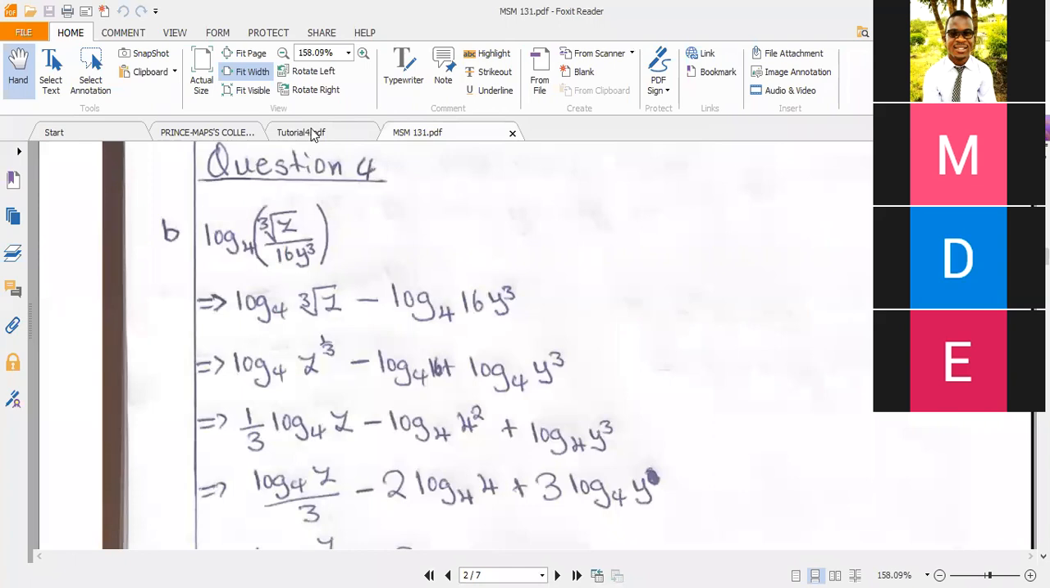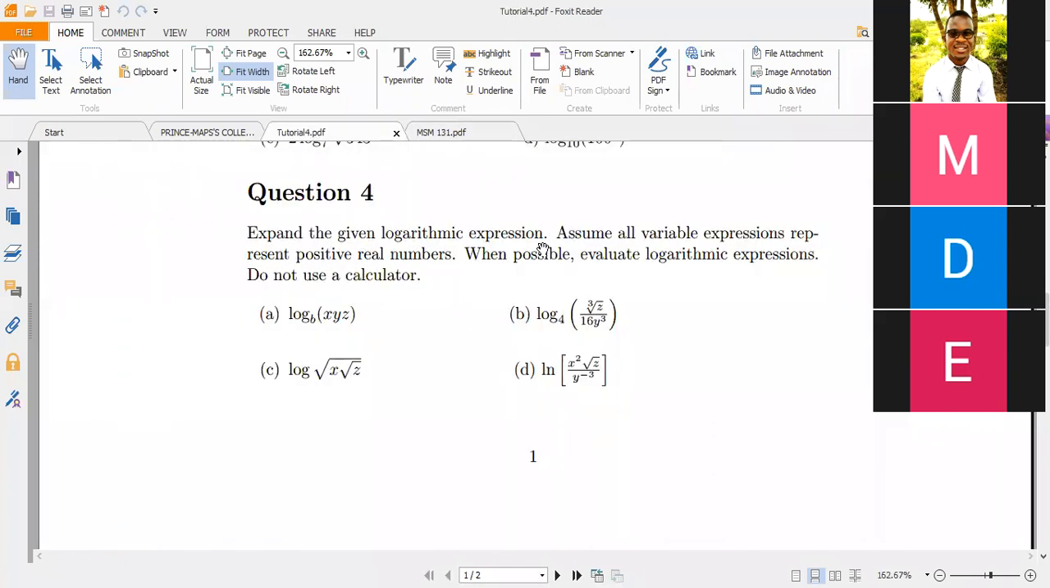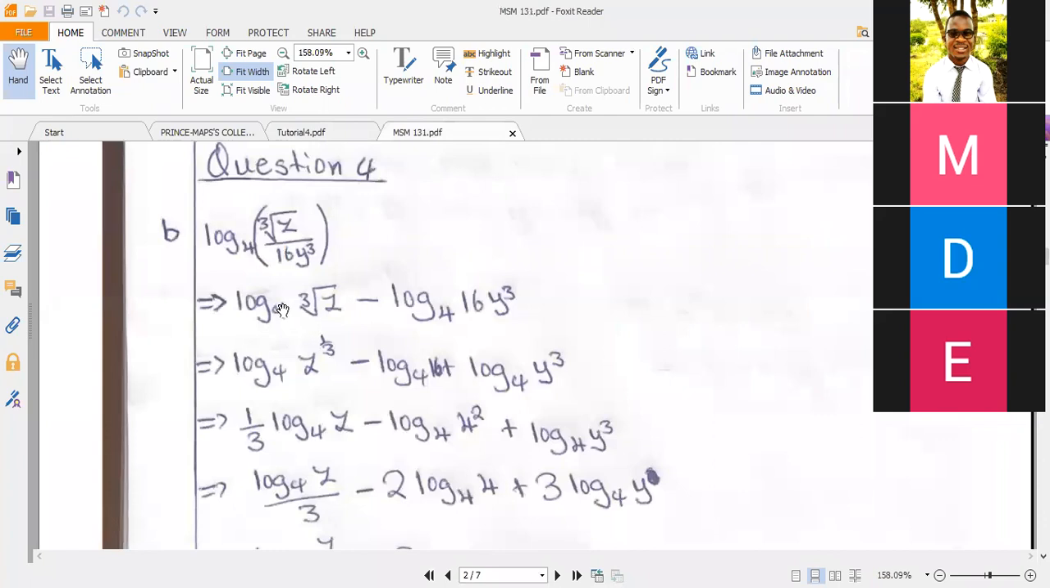So in this case, to expand that given logarithmic expression and possibly evaluate it, the first thing that we are going to do for question 4a, for question 4b there, it is log 4, the cube root of z over 16 y to the power 3. So you realize that when you are dividing these guys, it simply means subtraction of logs of the same bases.